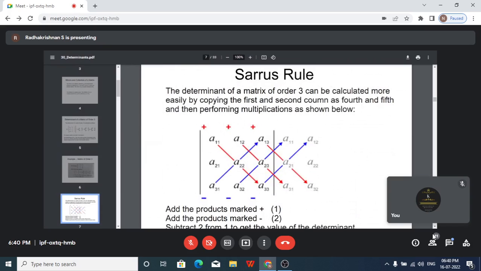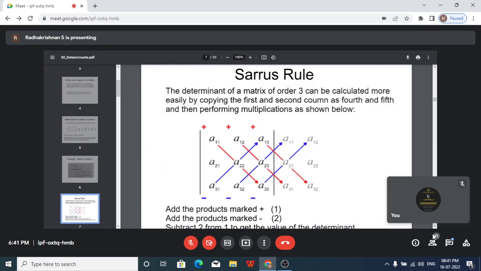For a determinant of third order only, there is a quick method to determine its value. It is called Sarrus's rule, because it was invented by a mathematician called Sarrus. According to that rule, what we do is, for this A11 A12 A13, A21 A22 A23, A31 A32 A33 determinant, to find the value, we add the first column and the second column beside it.